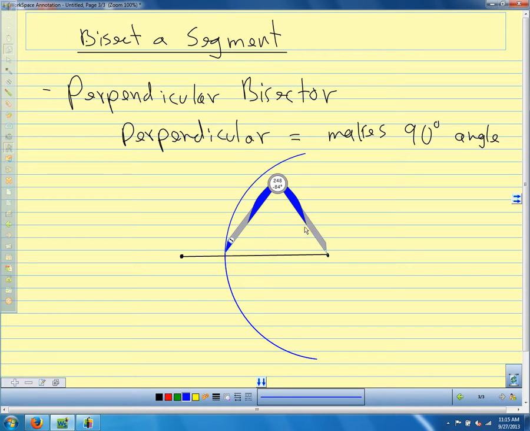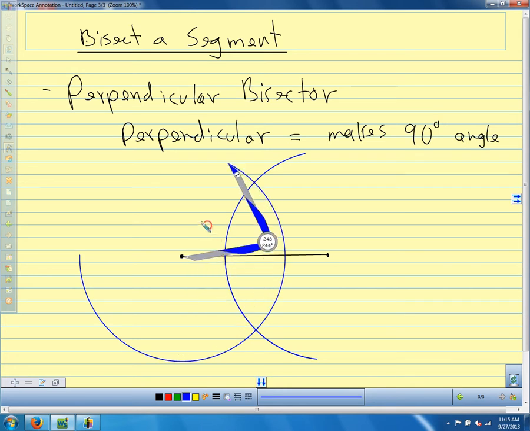I'm not going to change the setting on my compass. I'm going to go over to the other side of the segment and draw the same arc. Move the compass, and then I'm going to connect where those two arcs cross. That cuts this segment right in half, and we have a 90-degree angle.